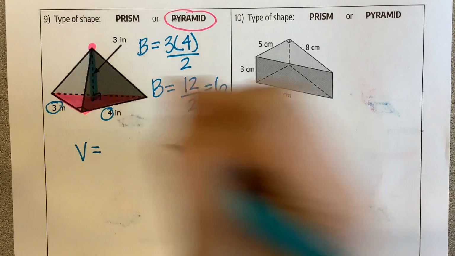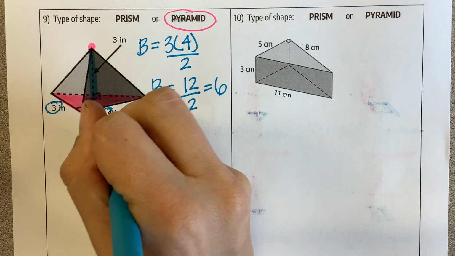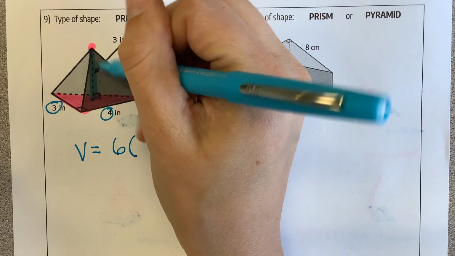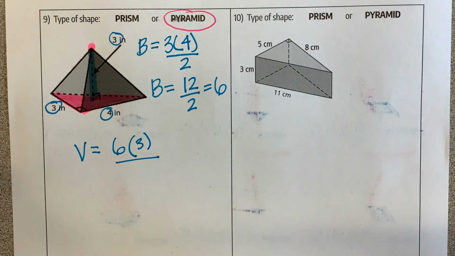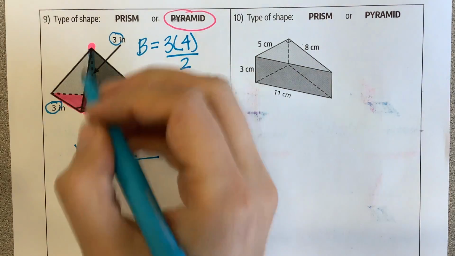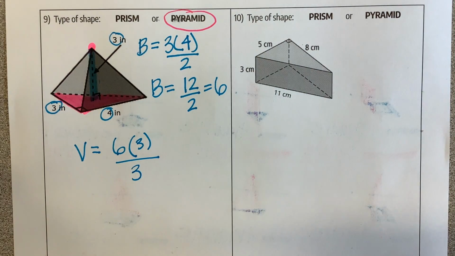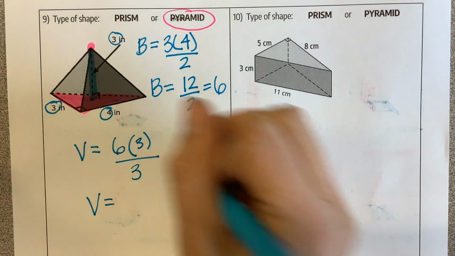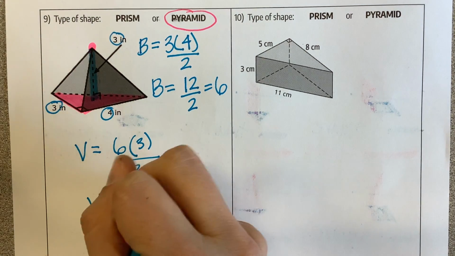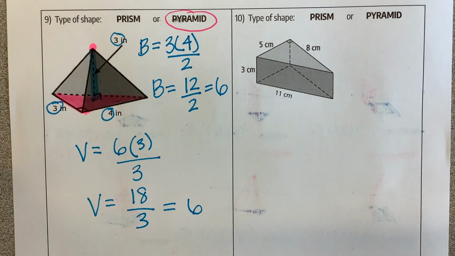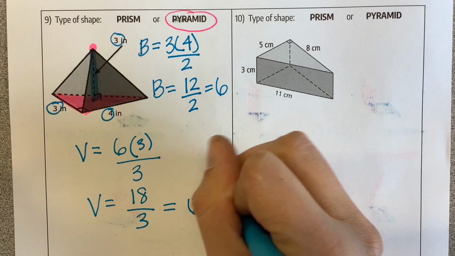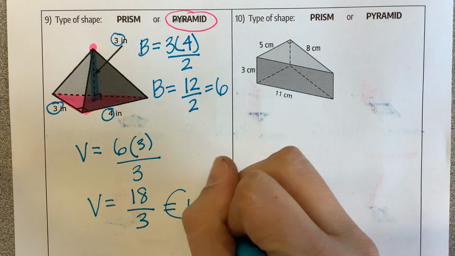For our volume, we take the area of our base, which is 6, times the height of our prism, which is 3, and then we are dividing the whole thing by 3, because that is the formula. Area of the base times the height divided by 3. 6 times 3 is 18. 18 divided by 3 is 6. So 6 inches cubed.